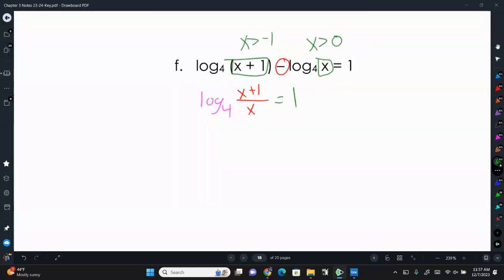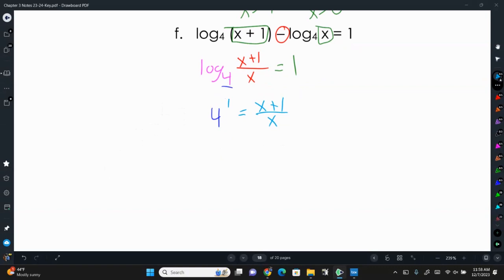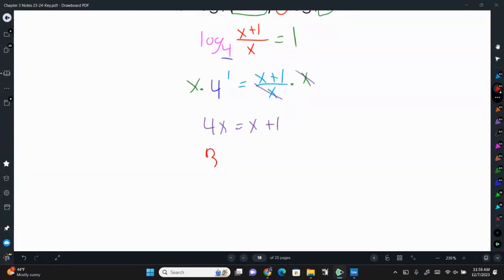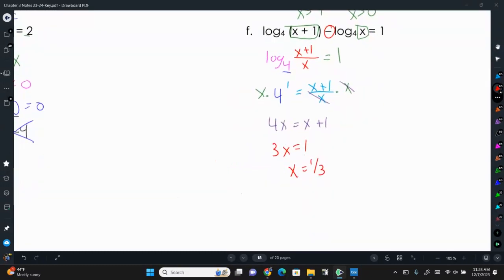Now we can change this to exponent form. Our base is 4, our exponent is 1, and it will equal x plus 1 over x. Well, we have to get x by itself, so we're going to multiply both sides by x to get rid of x in the denominator. So we get 4x equals x plus 1. Subtract x from both sides, giving us 3x equals 1. And then divide both sides by 3, we get x equals 1/3. And 1/3 does fit in our domain up here, so that is a viable solution.